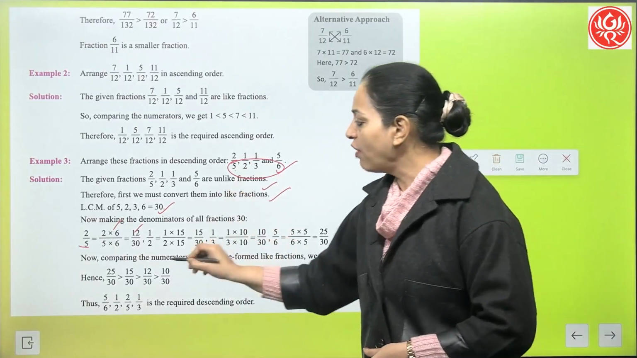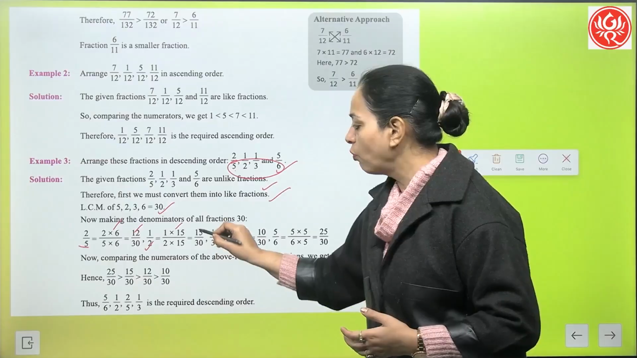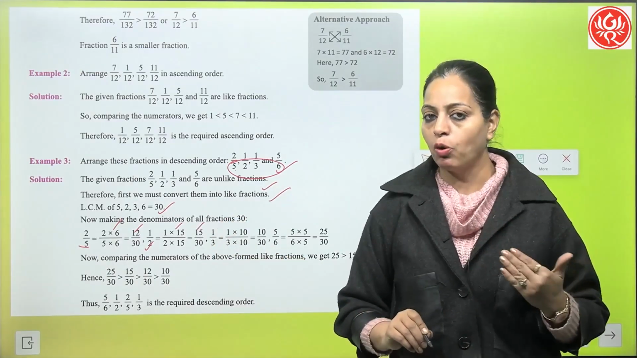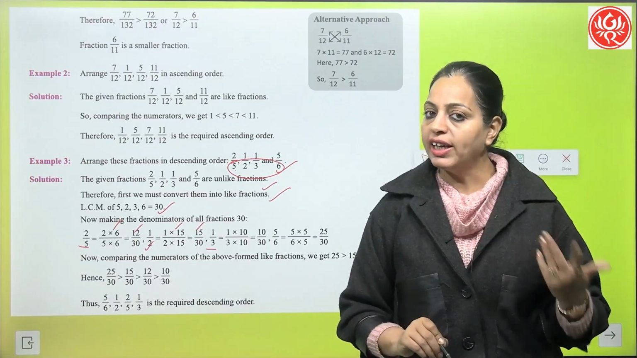12/30. The second fraction 1/2. So 2 into 15, 1 into 15, means 15/30. The third fraction 1/3. 3 tens are 30.